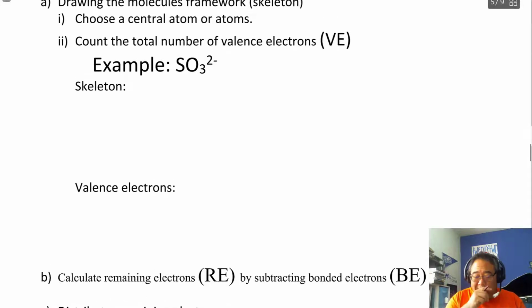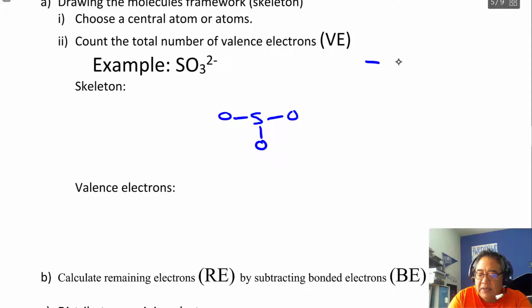Okay, so we're going to do it with SO3 2-, sulfite, and we're going to have to choose a central atom and draw a skeleton. Basically, the skeleton is going to go like this. I'll put sulfur in the middle, and then I'll put oxygens on the sides like that. You'll notice I drew bonds. Remember, every line is 2 electrons.